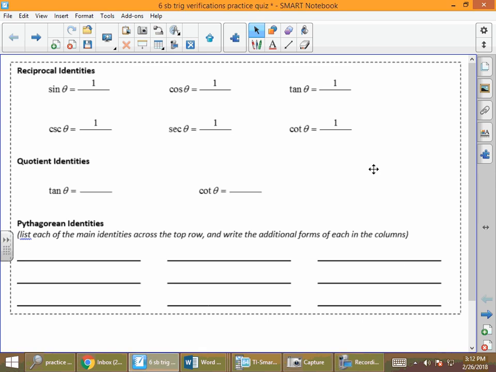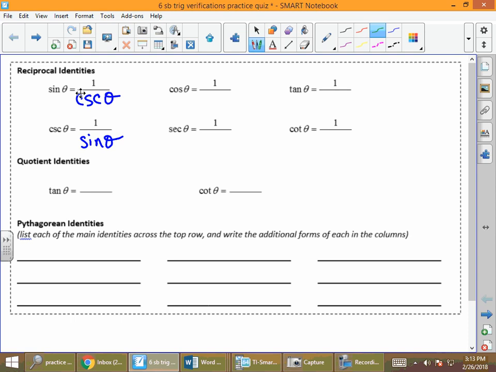Today we're going to review for our big quiz over trig verifications. So part of what you're going to be responsible for filling in is what's here on this page, and the fact that sine has a reciprocal of cosecant. So cosecant has a reciprocal of sine, and cosine has a reciprocal of secant, and secant has a reciprocal of cosine.